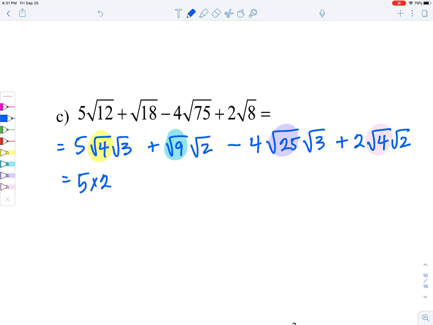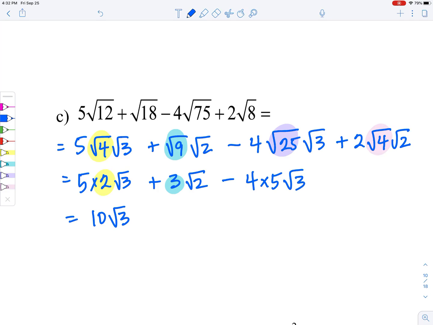So like this one, 5 root 4, I can rewrite as 5 times root 4, I can change that to 5 times 2, which ends up being, root 3, which ends up just being 10 root 3. Plus, root 9 is just 3 root 2. Minus 4 stays out front. When the 25 gets square rooted, it joins out front and it's going to be multiplied. So that's plus 3 root 2, and then that's going to be minus 20 root 3.